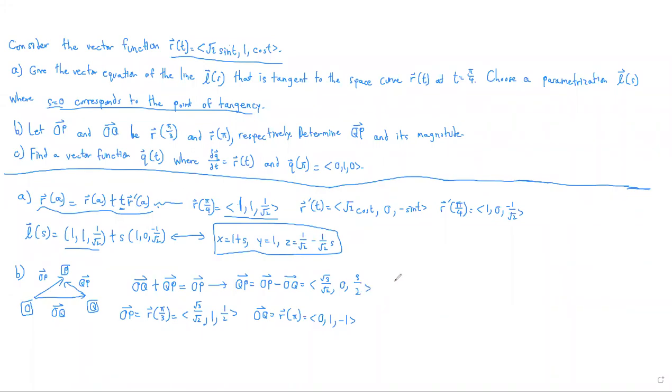And we're asked to find the magnitude of this vector as well. So that is equal to root of 3 over 2 squared, plus 0, plus 3 over 2 squared, which is 9 over 4. That is equal to, let me think, 9 over 4 plus 6 over 4, that's 15 over 4. Root 15 over 4 is root 15 over 2. That's the answer. That's the magnitude of QP.